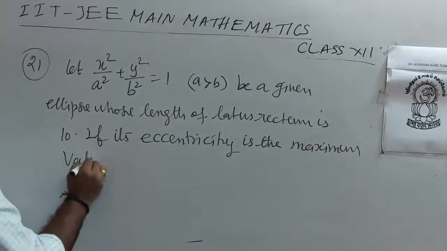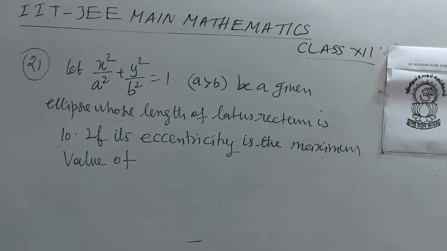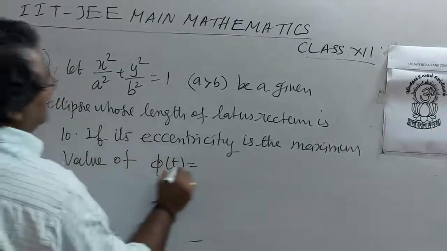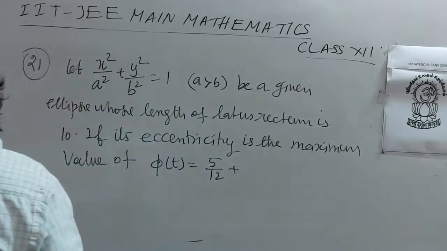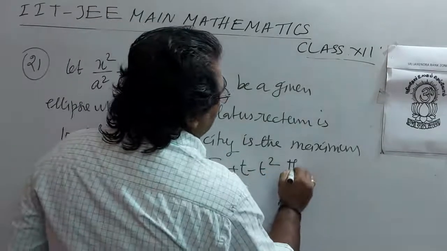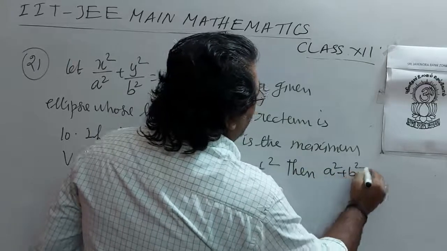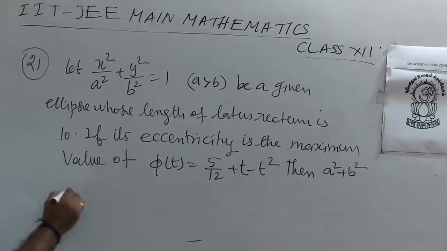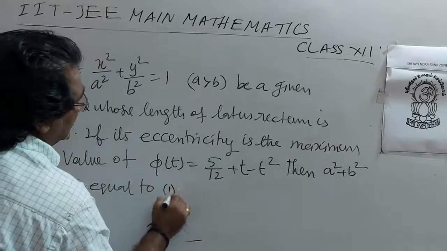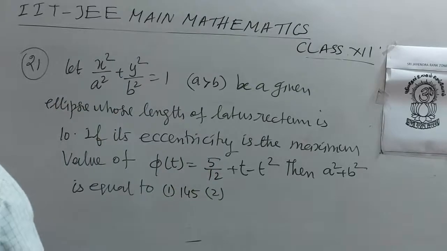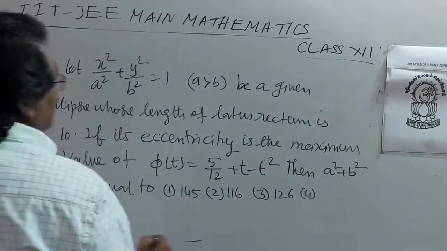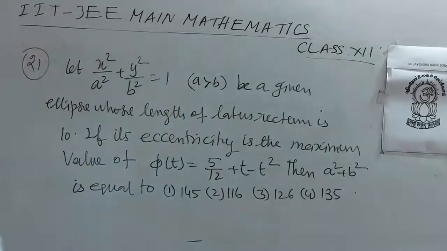is the maximum value of phi of t equal to 5/12 plus t minus t squared, then a squared plus b squared is equal to: 145, 116, 126, 135.